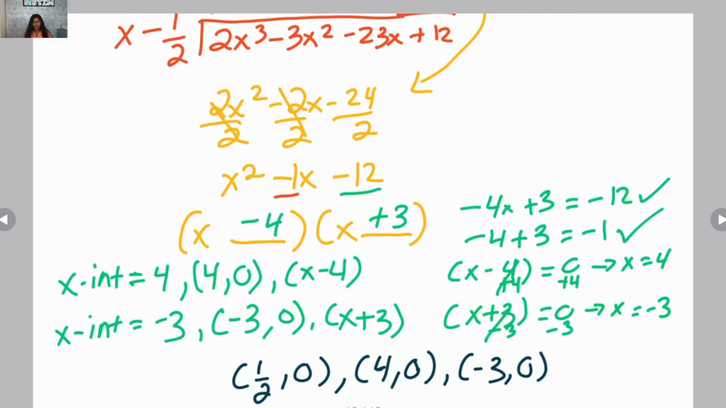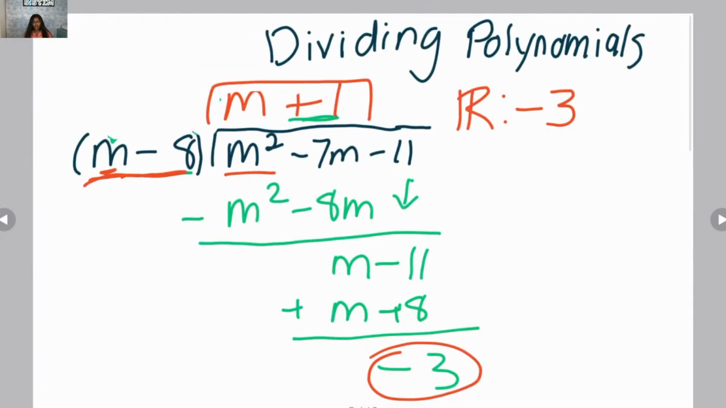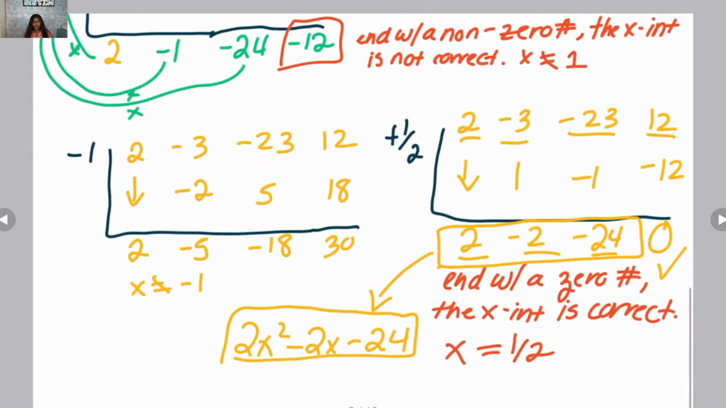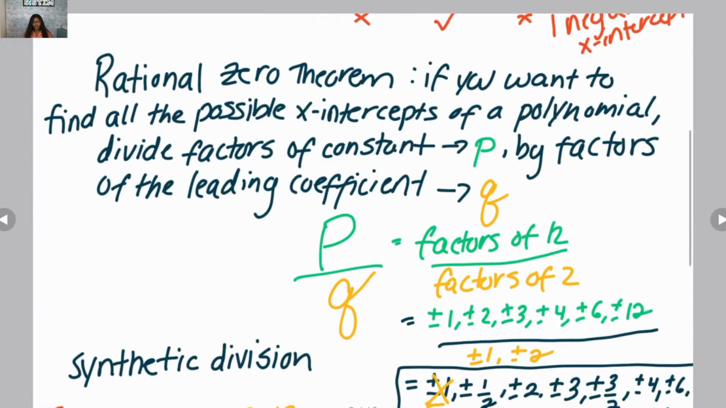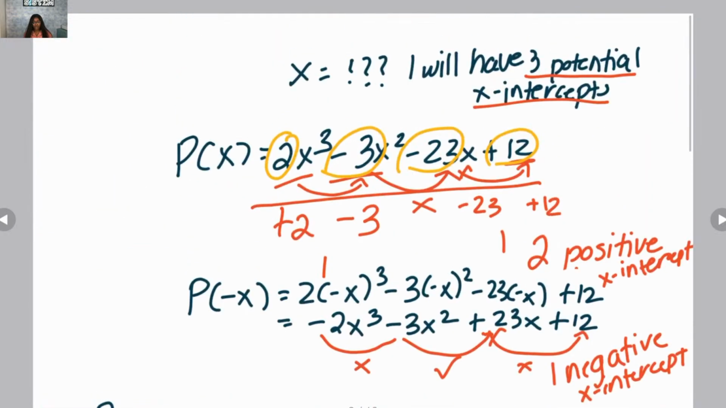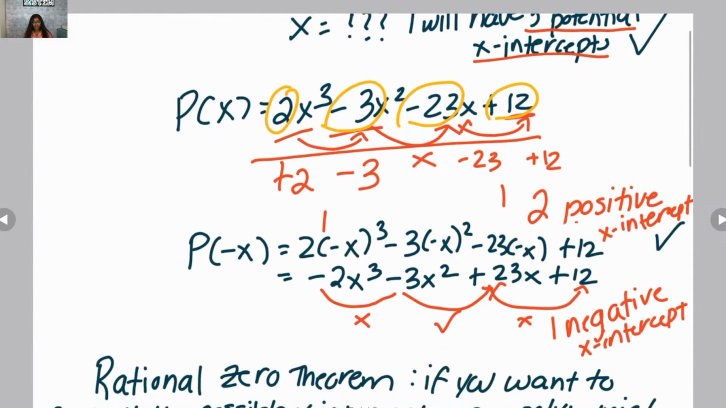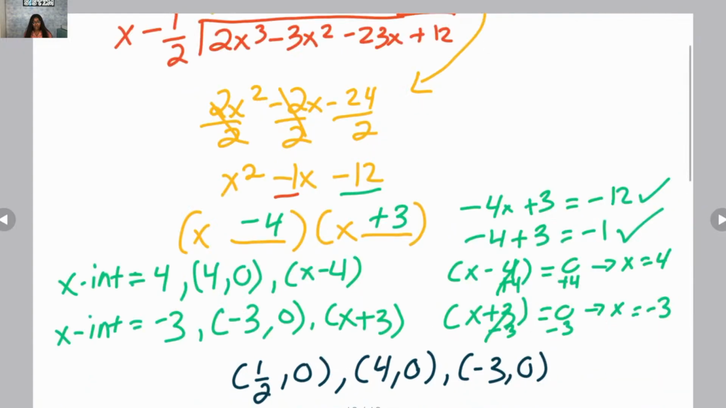When we were trying to figure out what our zeros were, we knew from the very beginning that we would have 3 potential x-intercepts, right? We knew that 2 had to be positive and 1 had to be negative. And that is all true here. We have 2 positive and 1 negative. So we know that we are completely correct. And now we can go ahead and draw our graph.